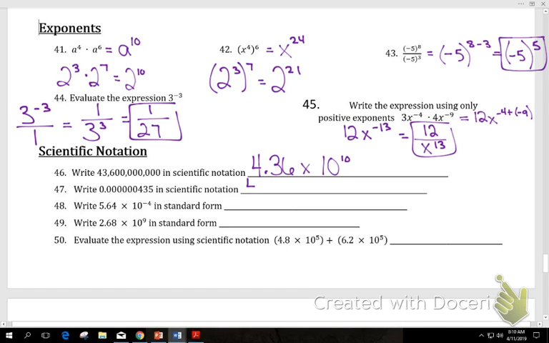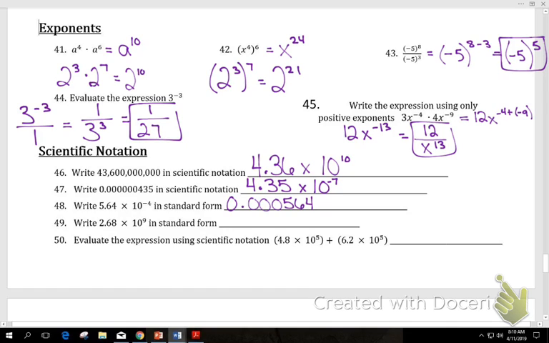Pay attention. Okay. Number 47. 4.35 times 10 to the what, guys? Is it to the 7th power? It is the negative 7th power. All right. Number 48. Did you put 3 zeros? 5, 6, 4. Yes. Number 49.